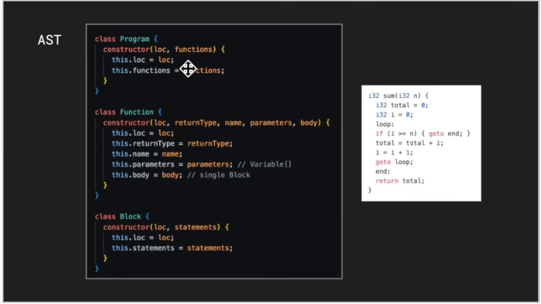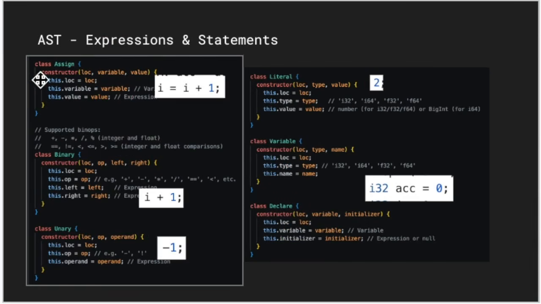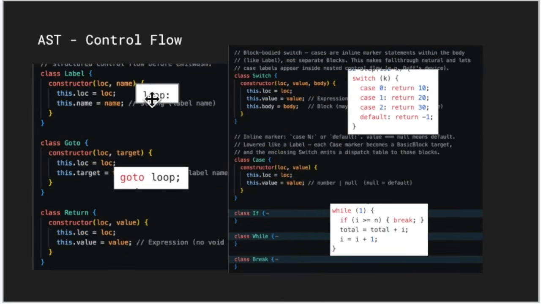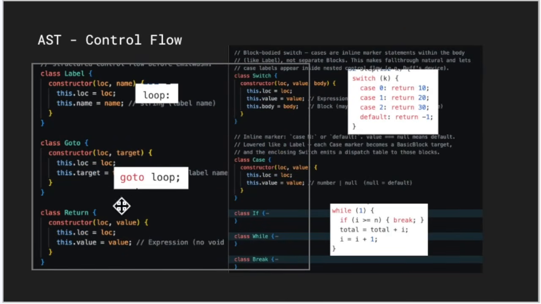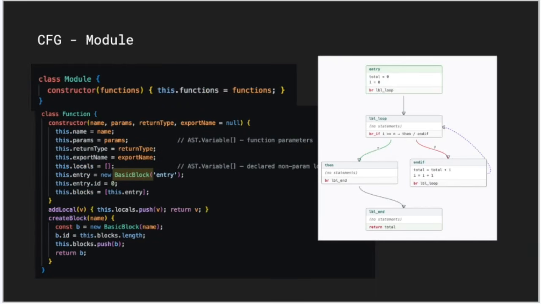So the AST program is just made up of functions. Functions have a return type of name and parameters and a body. And then we have blocks. We have expressions and statements and control flow. The major ones here: labels for targets of gotos, and then the goto itself, switch statements, and while and break. So that's AST. The other major data structure here is the control flow graph, or CFG.